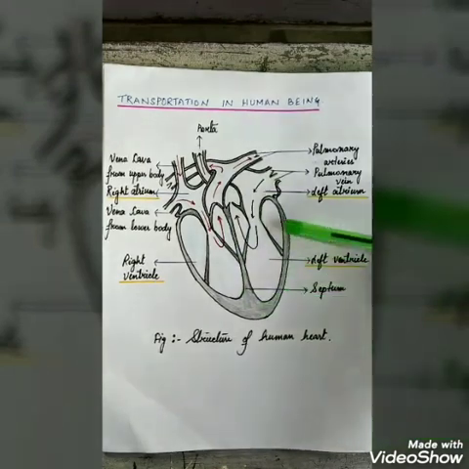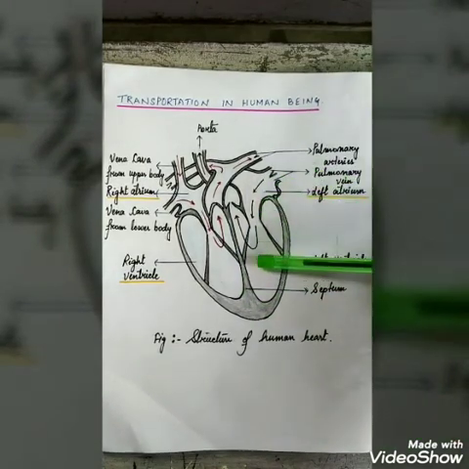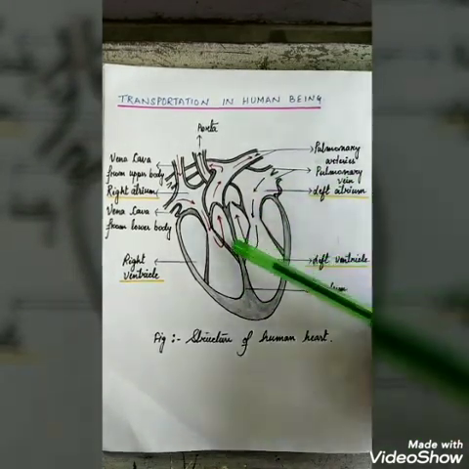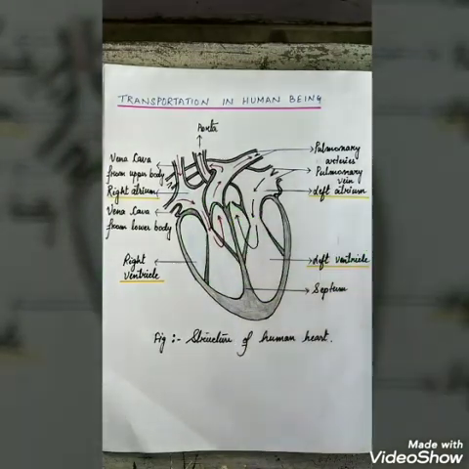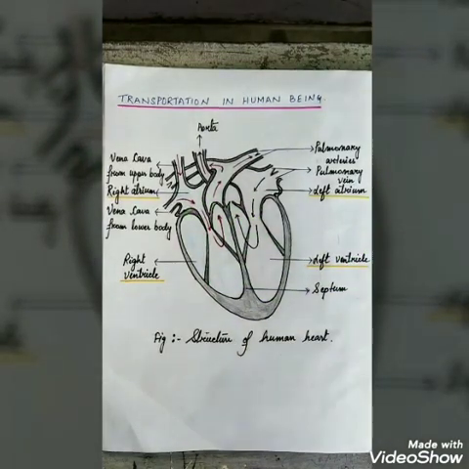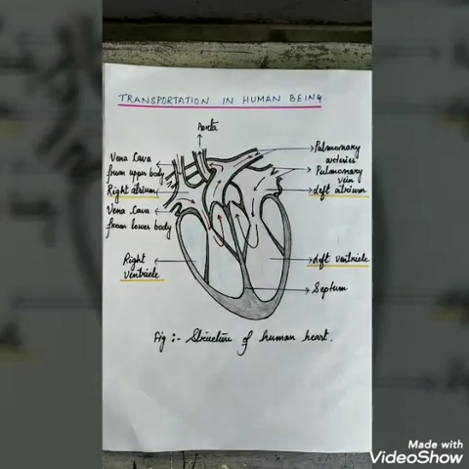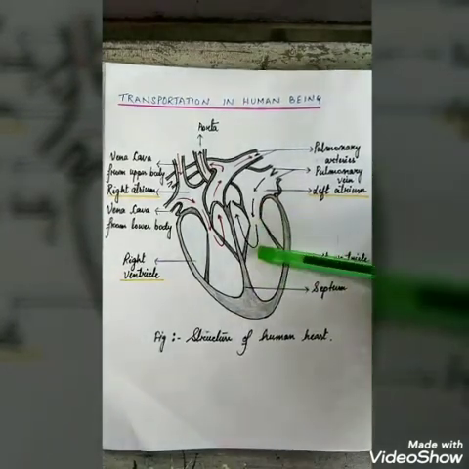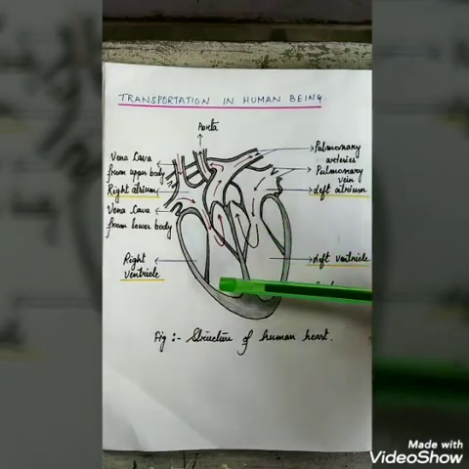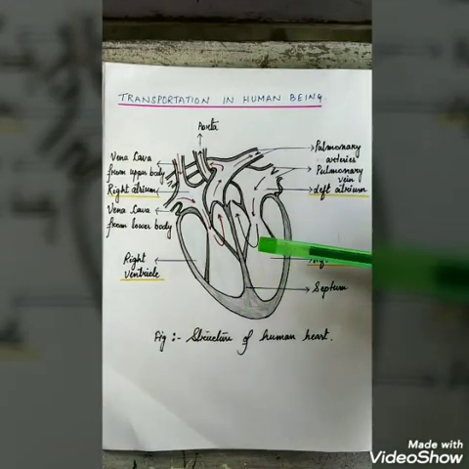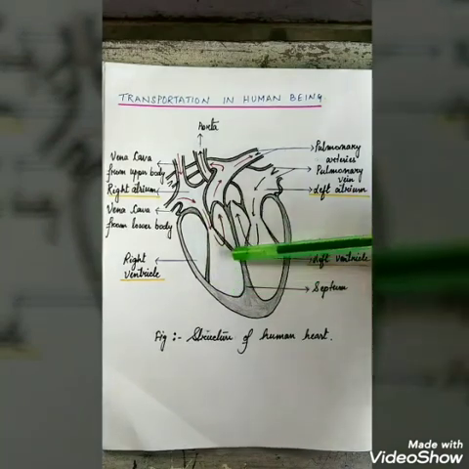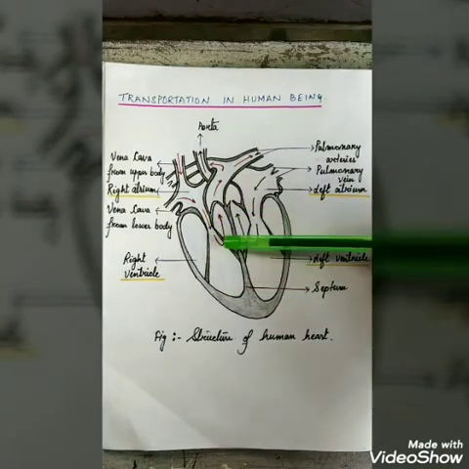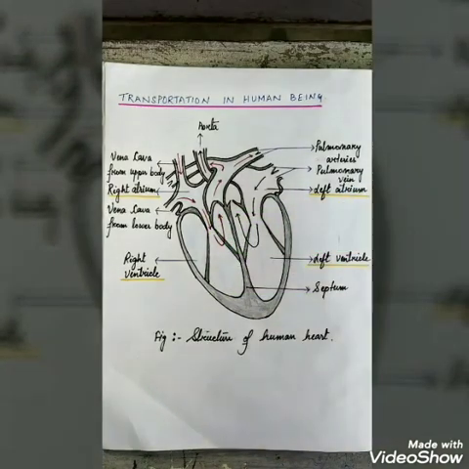In this left chamber, the oxygenated blood will enter the heart, and in this right chamber, the deoxygenated blood will enter the heart. Oxygenated blood is blood rich in oxygen. So, the oxygen-rich blood will enter through this left chamber, and the deoxygenated blood, which lacks oxygen, will enter the heart in this right chamber.